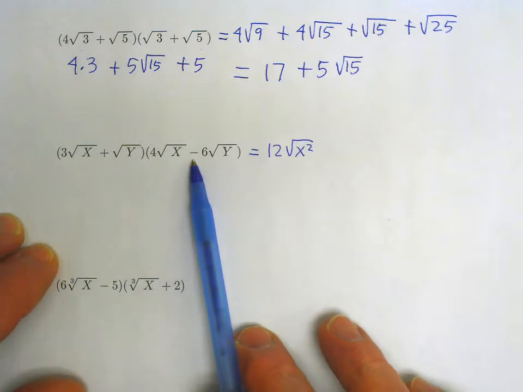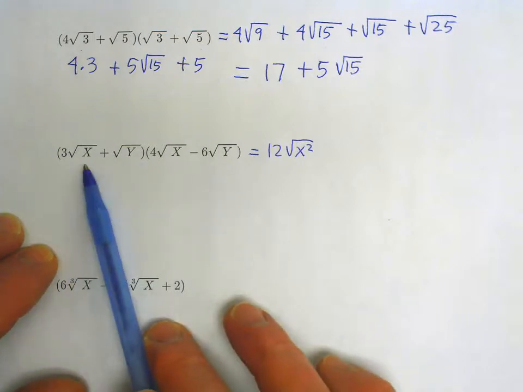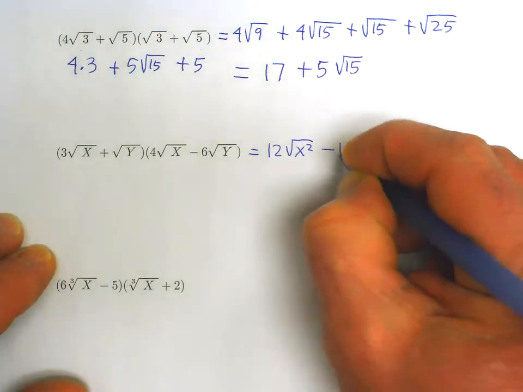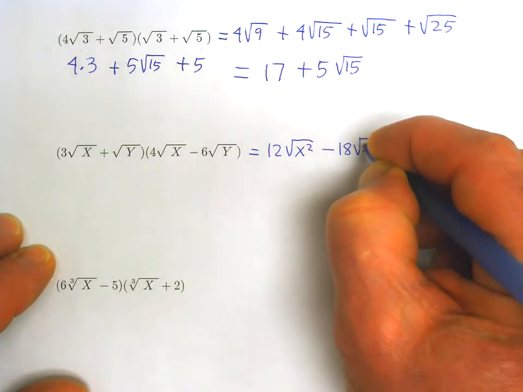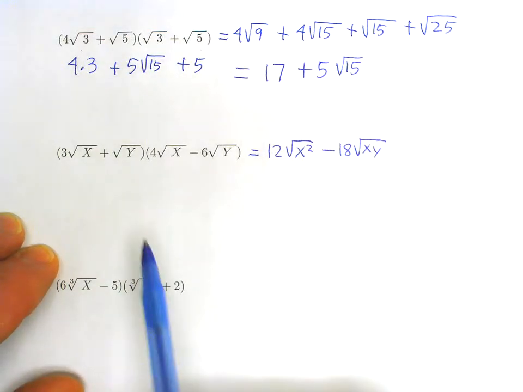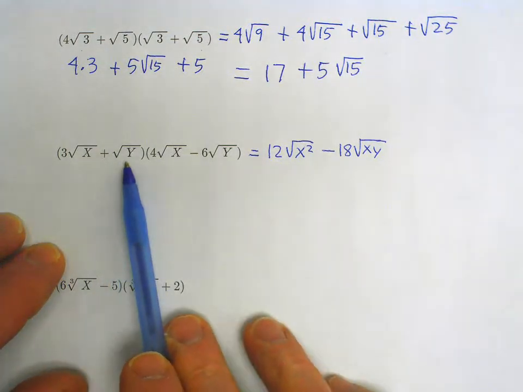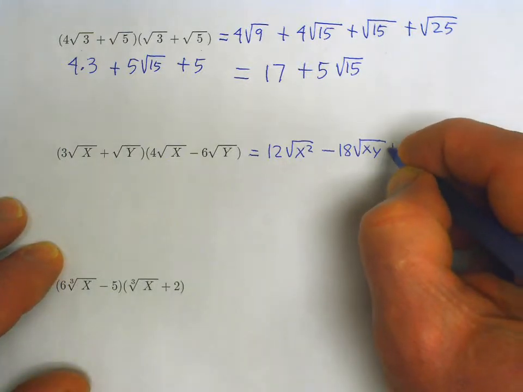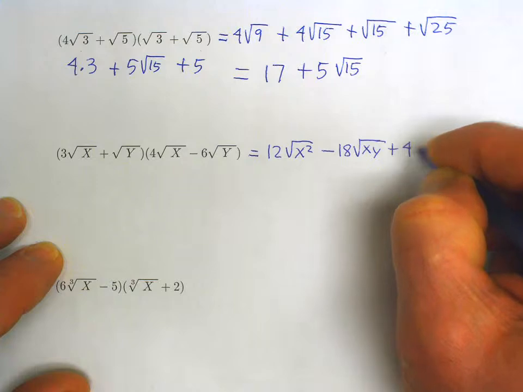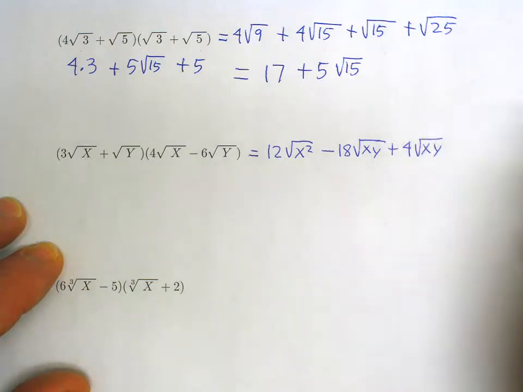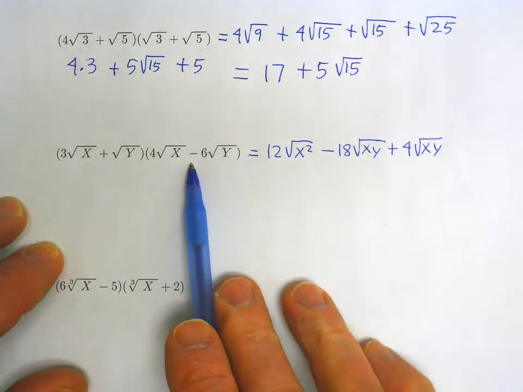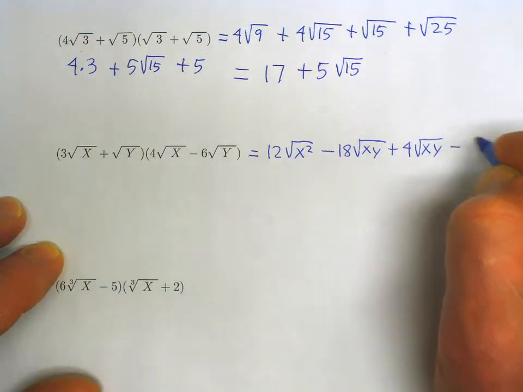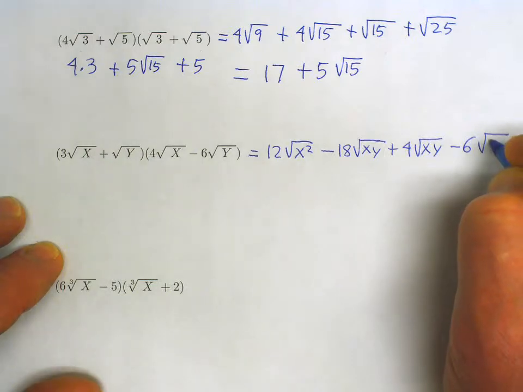Then we're going to subtract 3 times the square root of x times 6 times the square root of y. So we're going to subtract 18 times the square root of xy. Then we're going to add the square root of y times 4 times the square root of x. So we write that as plus 4 times the square root of xy. And then we're going to subtract the square root of y times 6 times the square root of y, which is minus 6 times the square root of y squared.